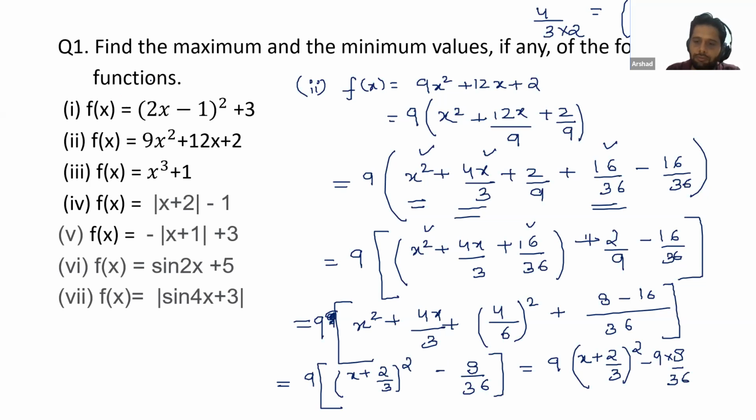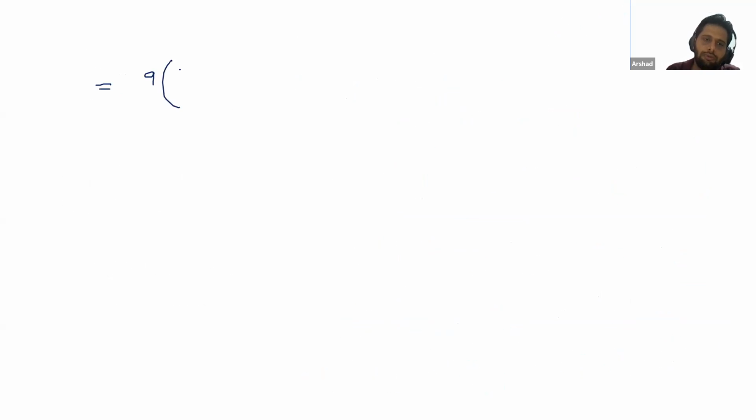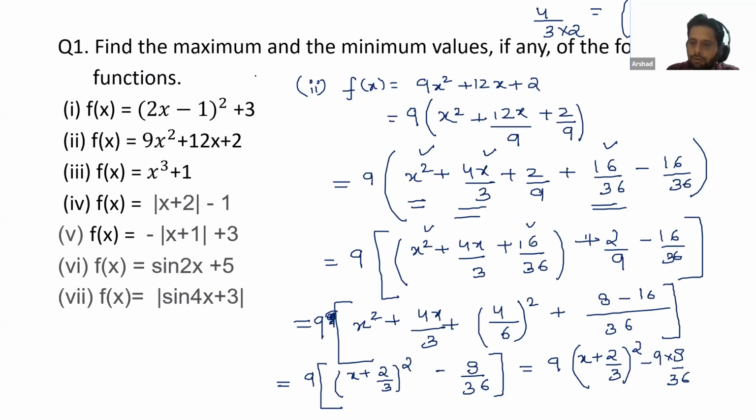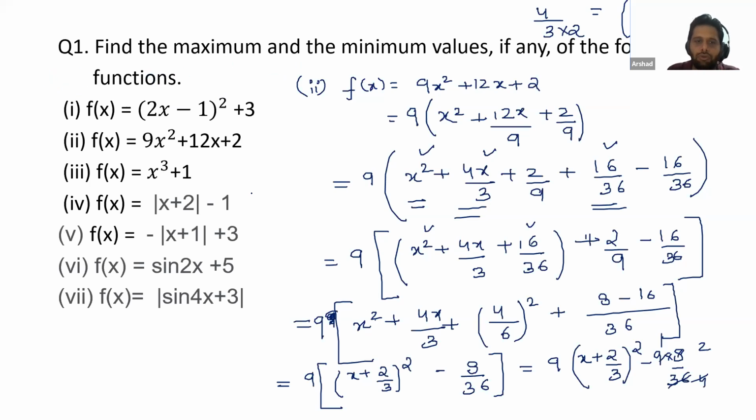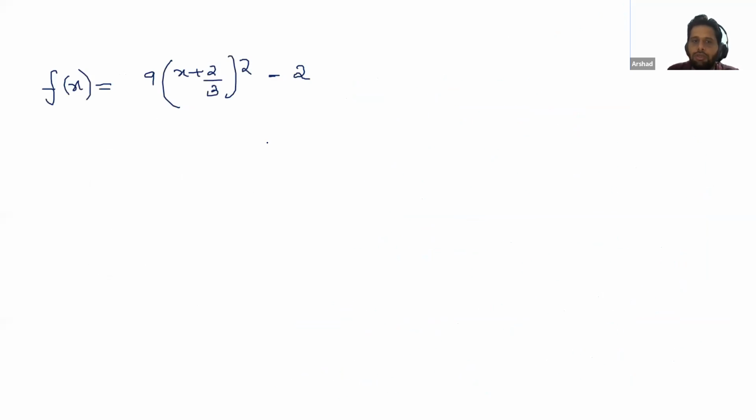So here you will get 9 into x plus 2 by 3 whole square, minus, cancel out this 9, 1, 4 and 2. So here you will get minus 2. Okay, this is your f(x). So if you have a quadratic equation, try to make a perfect square. Okay, now check this one.